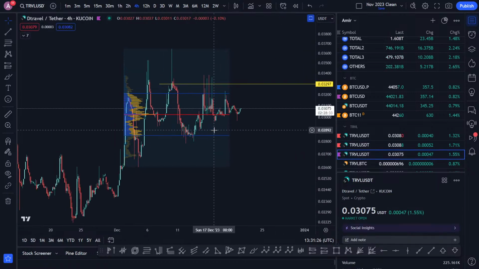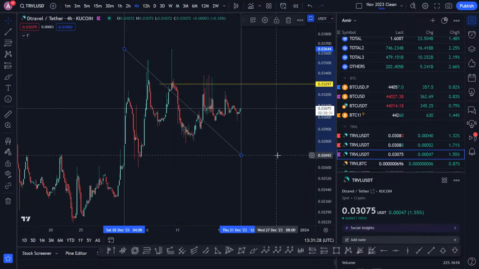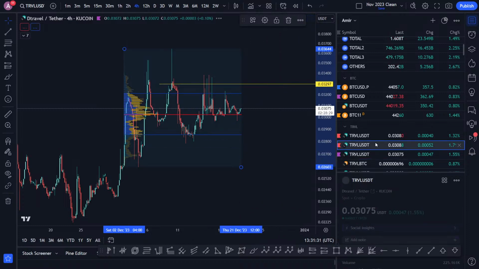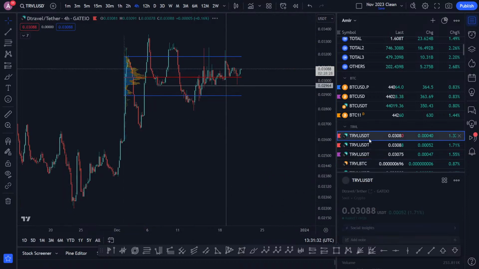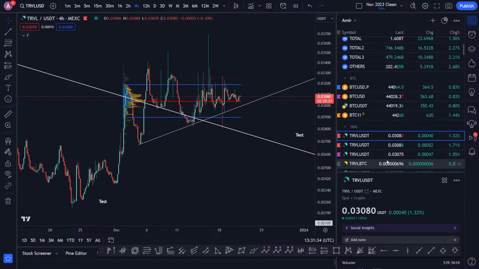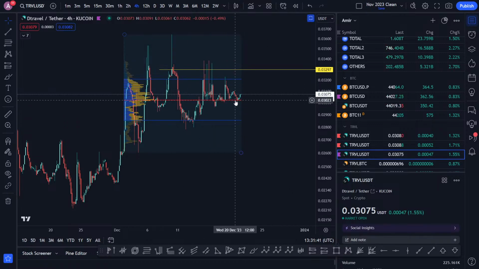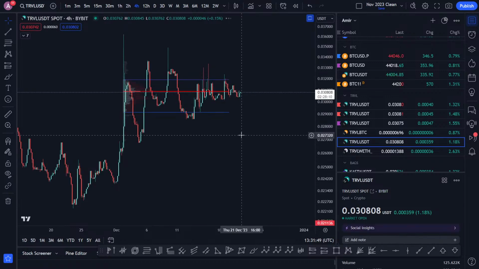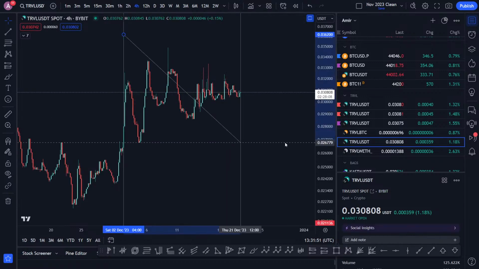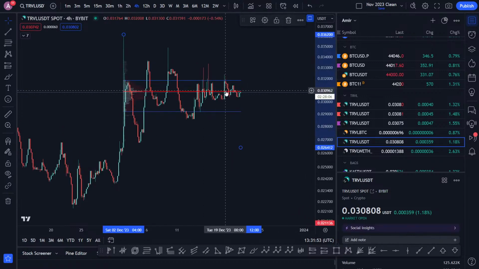This is KuCoin. The great thing about all of these exchanges is that we're above the point of control, every single one. So as far as I'm concerned, that's bullish. As long as you're above this range point of control, we're on support. That's good. That's what you want to see for accumulation. We want to always be above the point of control.